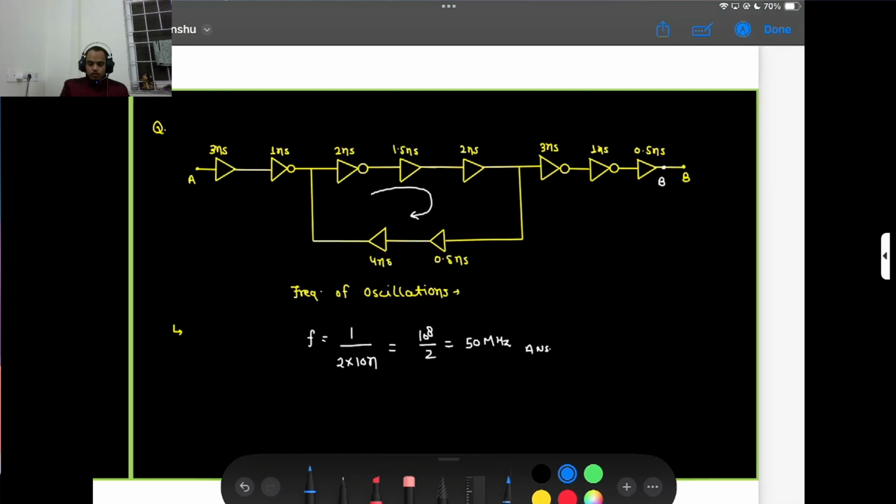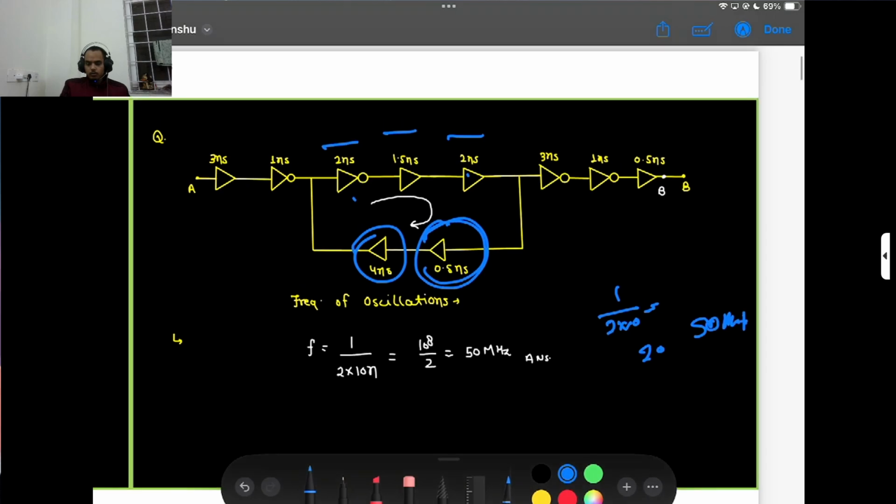Here also the same: 2 nanoseconds, 1.5 nanoseconds, and 2 nanoseconds, that is 6.5 nanoseconds, and here is 0.5 nanosecond extra, so 4 plus 1.5, 5.5 plus 0.5, 6 plus 4. So this is 10. So the frequency is 1 by 2 into 10, so basically it's 20, and that means 50 megahertz.